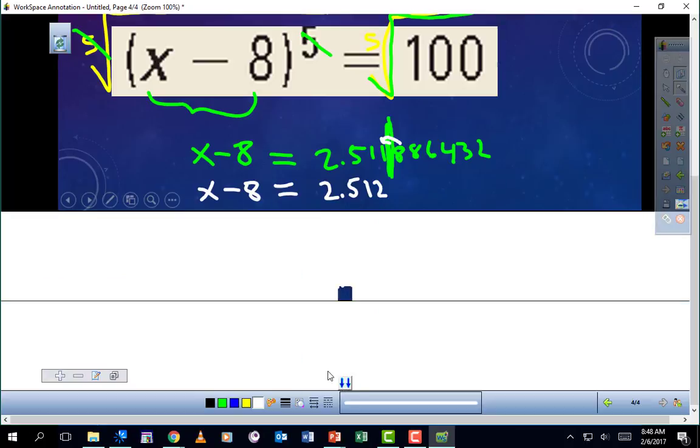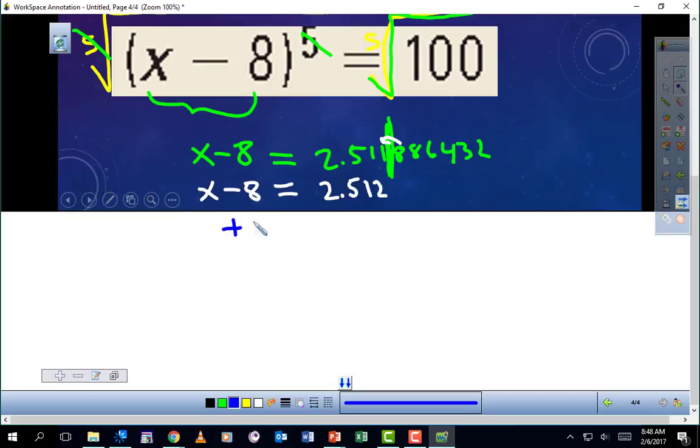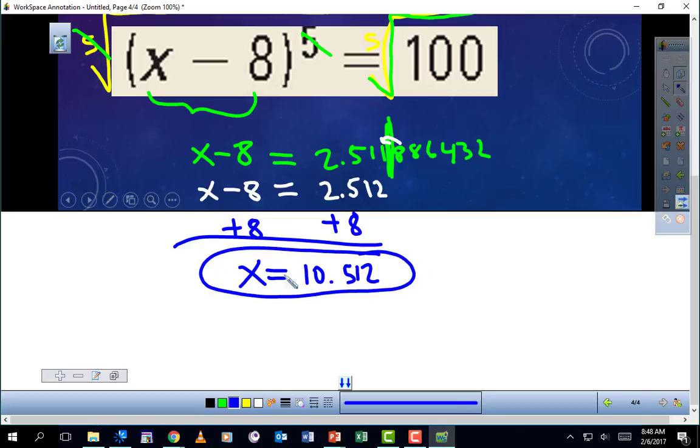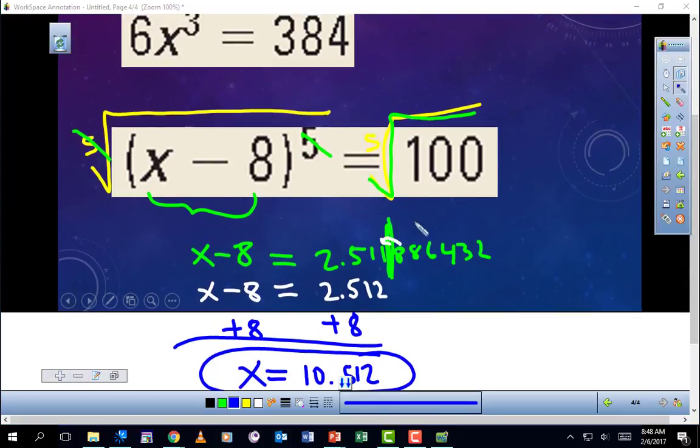Okay, and now we'll just go basically one more step. We'll move this 8 over. I'm going to add 8 here and add 8 here, and I get x is equal to 10.512. Okay, so that's how we want to do these problems. Now, just again, one more additional point to watch out for. If this were a 4 instead, and a 4 right there, then you'd have a plus or minus right there. Okay?